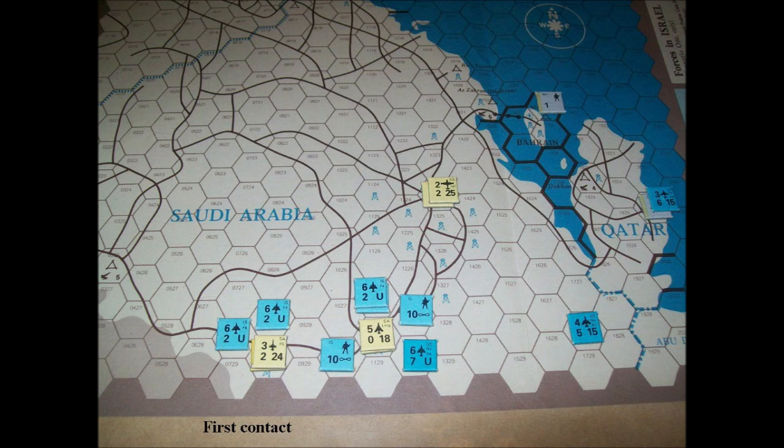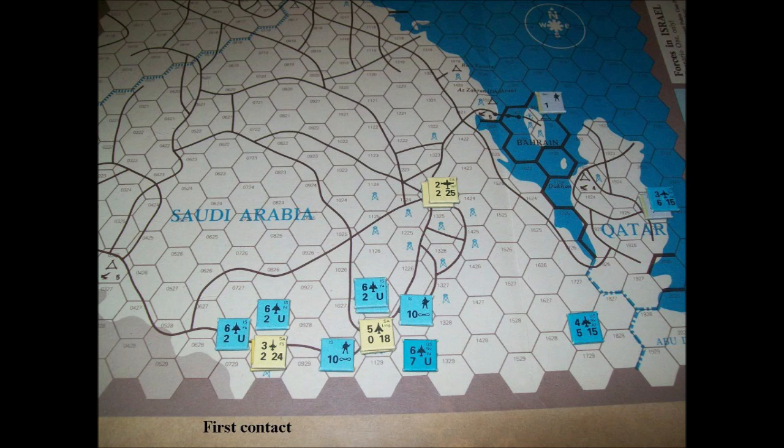The turn starts with the American player, and he has at his disposal 20 air transport points, and these are used to regulate the flow of units that you can bring into the map, as well as to supply units that are already on the map. At the beginning of this turn, there are no units on the map, so we don't need to provide supply, and any units that end up on the map this turn are considered supplied during their landing turn.